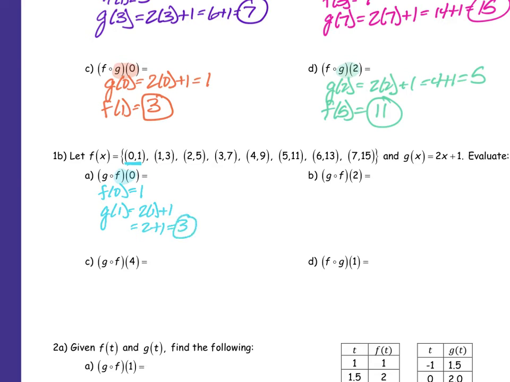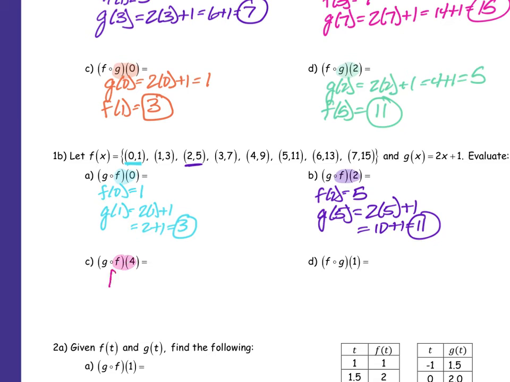Woo. Good job, you guys. And then we're going to find f of 2. So f of 2 is right here, or 5. And then I'm going to find g of 5, which is 2 times 5 plus 1. 10 plus 1 equals 11. Nice job. And then we're going to find f of 4.